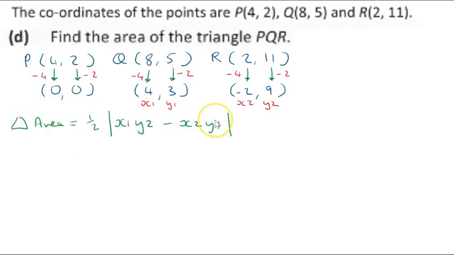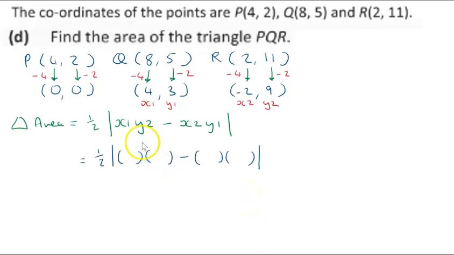So then we write out the formula. The area of a triangle is equal to half multiplied by x1 times y2 minus x2 times y1. And these lines here indicate length or modulus. So they indicate that we take the positive value of whatever is inside of the lines.